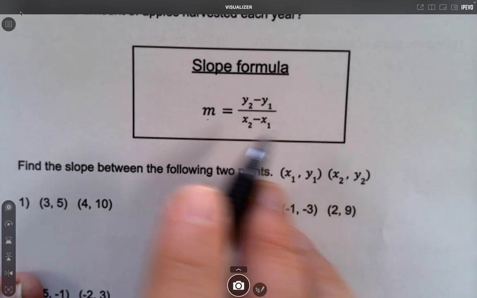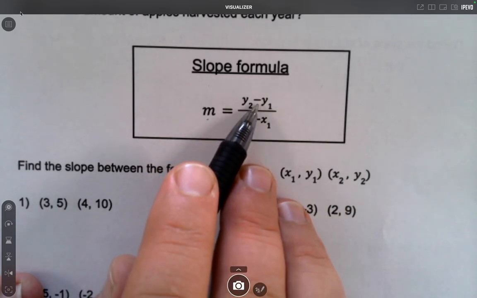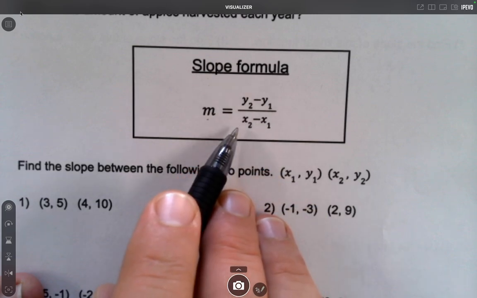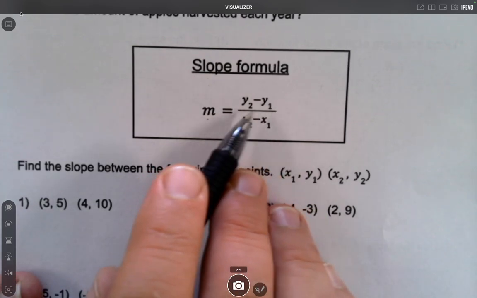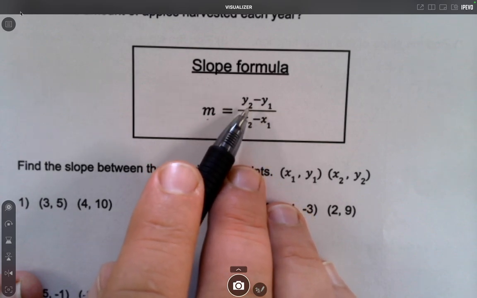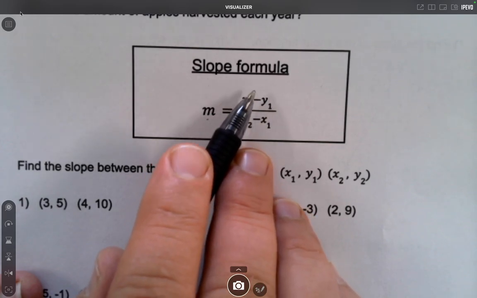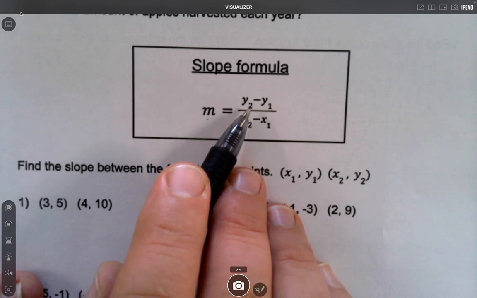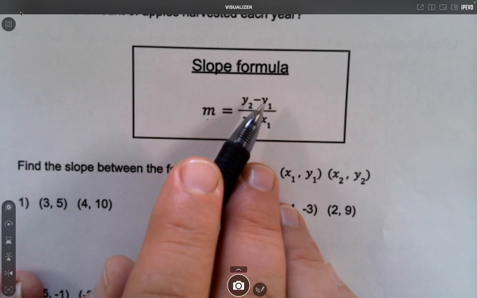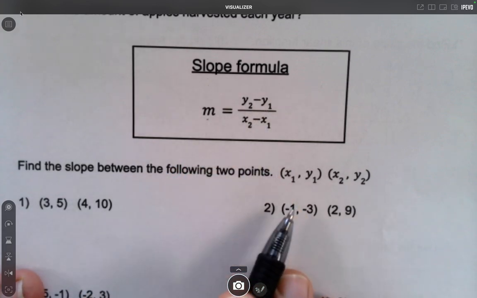So to find the slope, we do y2 minus y1 over x2 minus x1. And these are not exponents. Notice they're written low. That's called a subscript. Exponents are written high. They're called superscripts. This is just saying use the y value from the second point and subtract from that the y value from the first point. So I put it here.